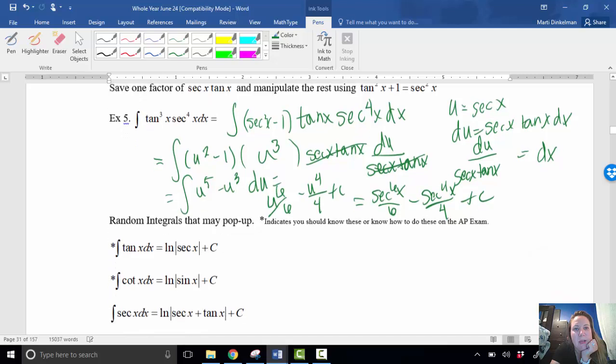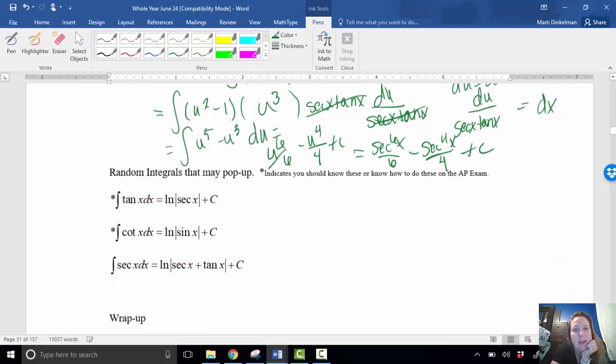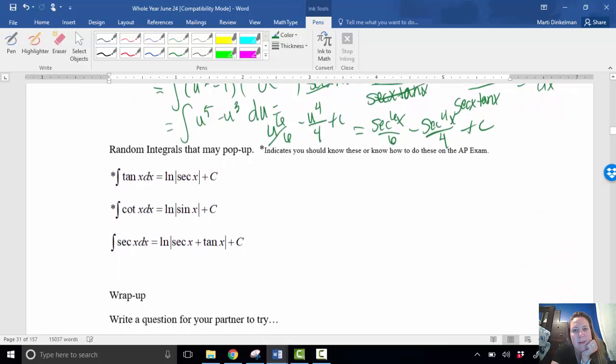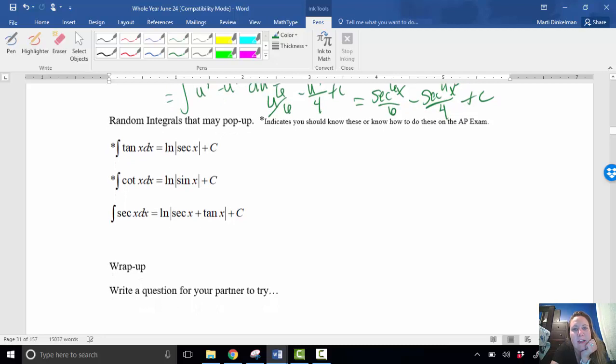Okay, just some random integrals pop up at this point, and I want to make sure that you have them in case I've given you a question where you need them. I have asterisk notes to the 2 that you really should know how to do. I will do one of them and perhaps leave the other one for you to do. So I'll do tangent, and then cotangent should be really similar.